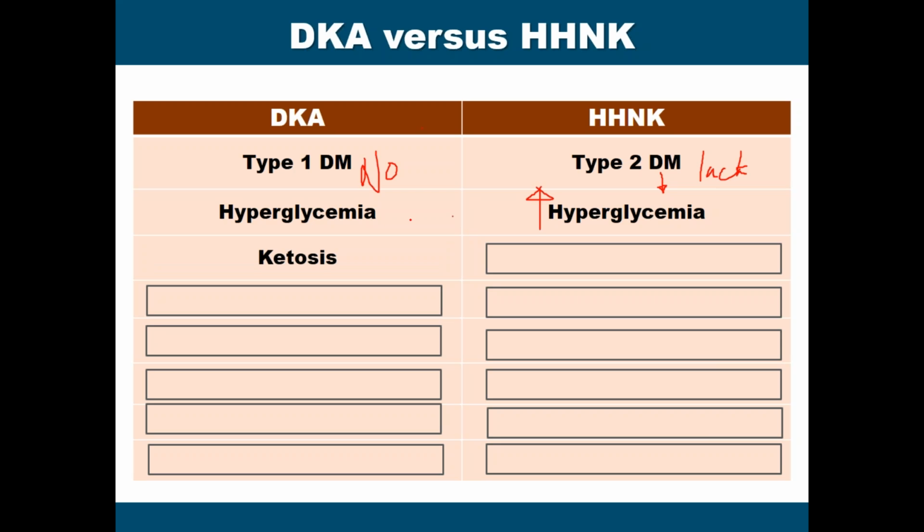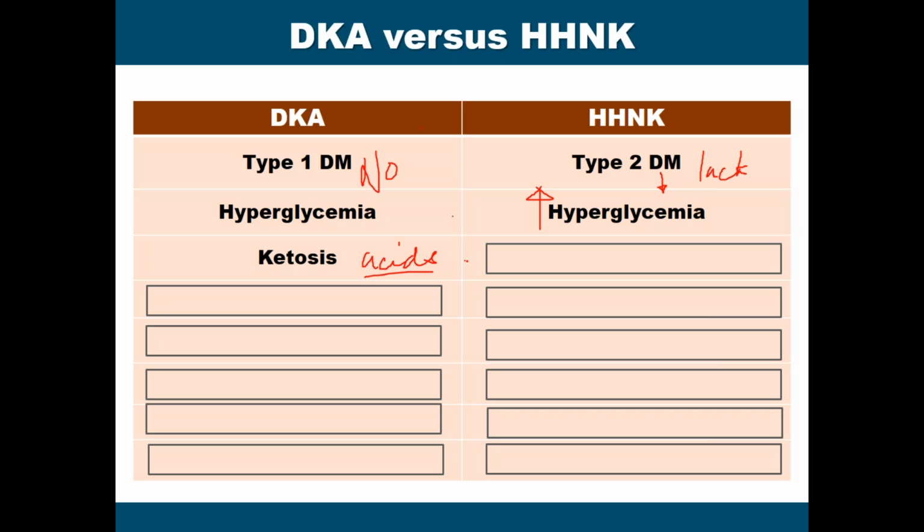DKA is characterized by ketosis, and the reason for that is that the absolute lack of insulin leads to the conversion of fats and proteins into glucose. And we all know that when we convert fats into glucose, a waste product would be ketones. Ketones are considered to be acids. So with the acidic nature of ketones, the patient develops ketosis, and that can even lead to depression of the brain, or a diabetic coma.